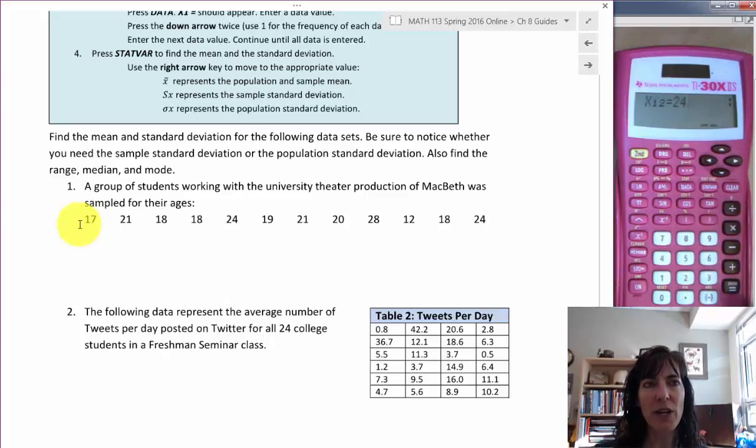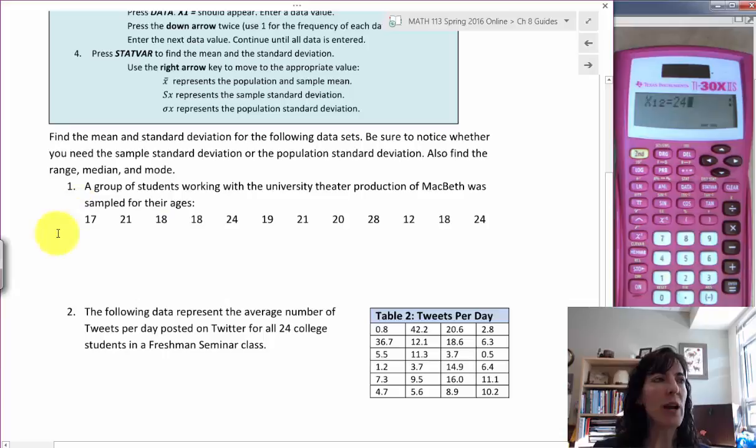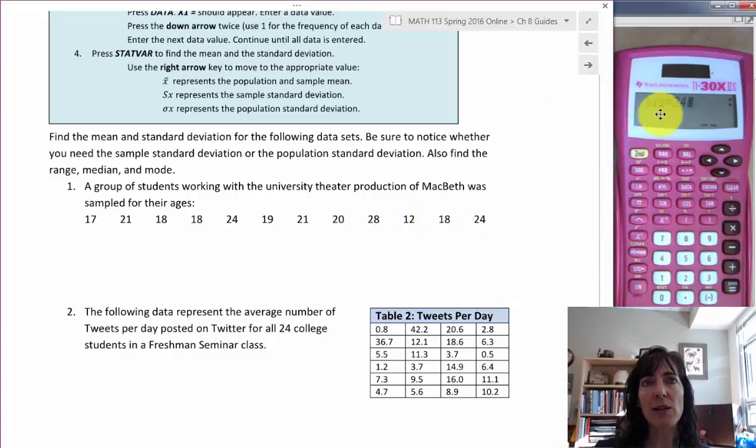I'm finished entering. I've gotten to the end of my list, and I want to do one double check before I go anywhere, and that's how many data points do I have. So I have 1, 2, 3, 4, 5, 6, 7, 8, 9, 10, 11, 12. I have 12 data points, and it says here x sub 12 is equal to my very last data point.